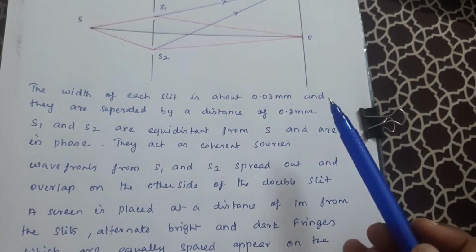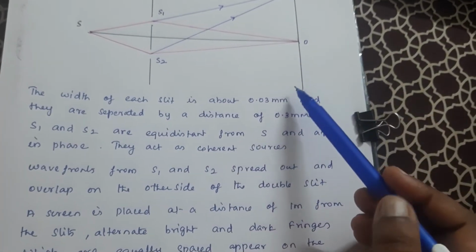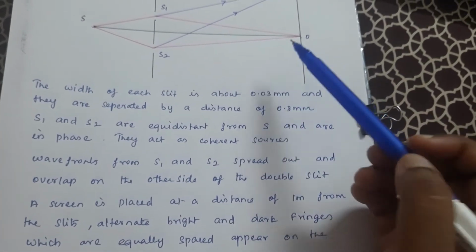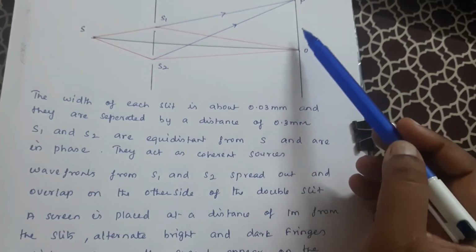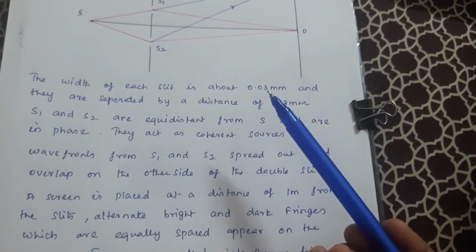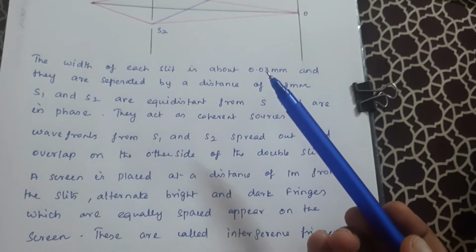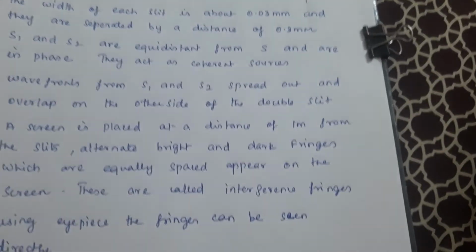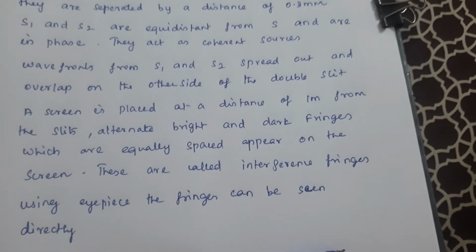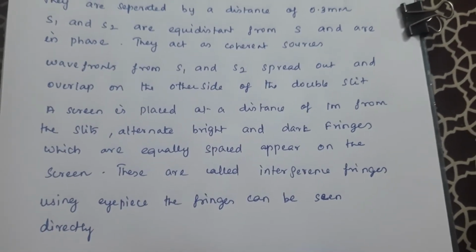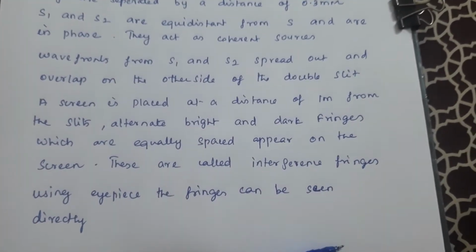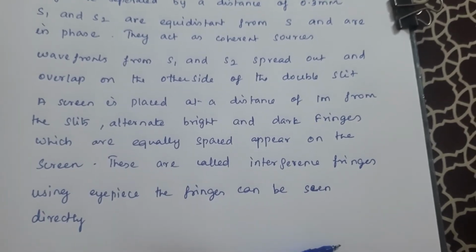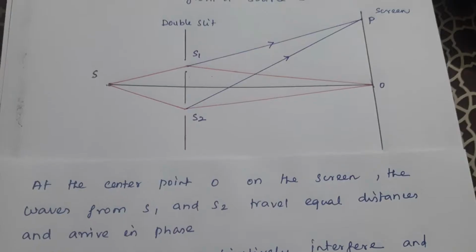1 meter. Now what is obtained here is alternate dark and bright fringes. Here on the screen you will be getting alternate what? Dark and bright fringes which are equally spaced appear on the screen. So these fringes are called as what? Interference fringes. These fringes are called interference fringes. Now using an eyepiece you can see the fringes directly.